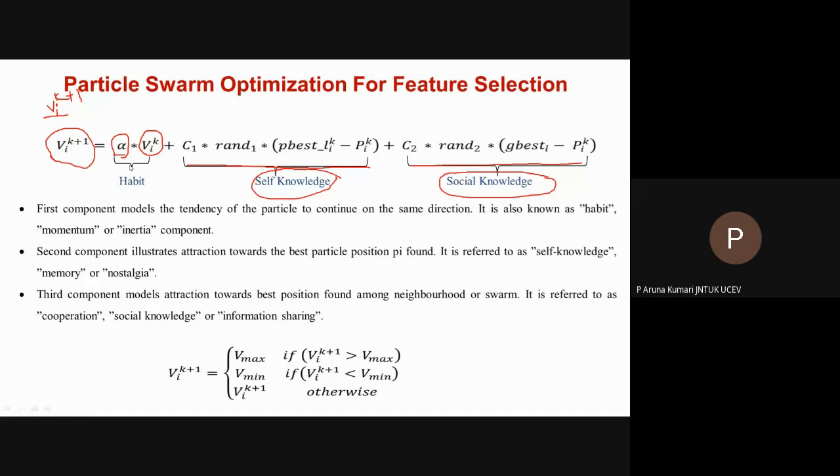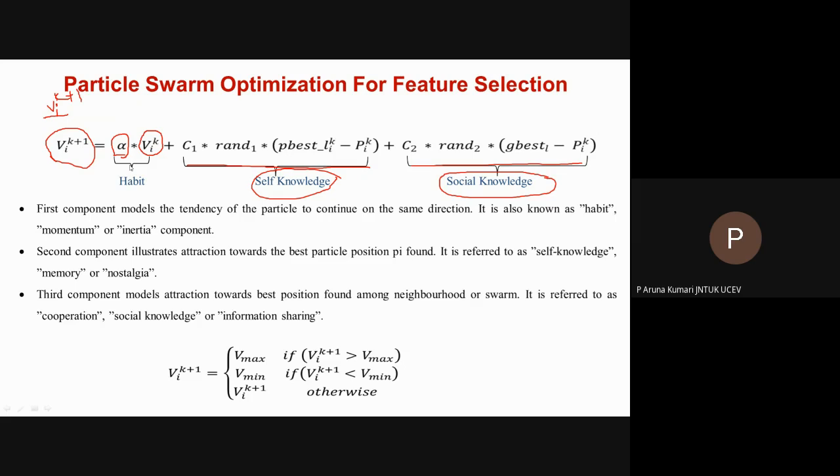The best solution for C1 and C2 is, in general, C1 plus C2 equals 4. In this example I have taken C1 and C2 as 2. Is it clear? We can also select C1 as 1.7, 1.8 or 1.9, any values. The best solution is that C1 plus C2 must be 4. Like that, we can take these values.